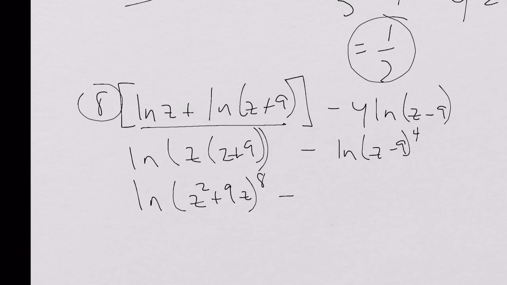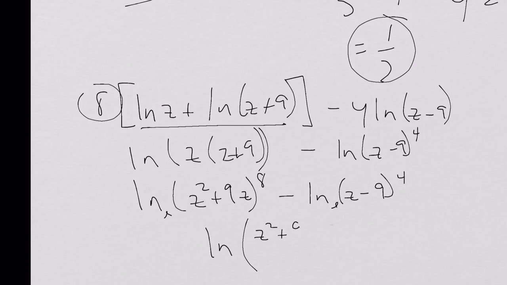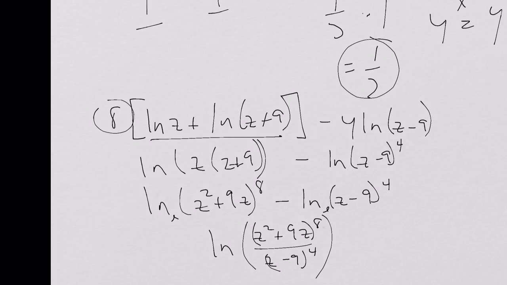And so I'm subtracting these two pieces. They have the same base. They're both natural logs. That's log base e, log base e. So I can combine them when it's with a subtraction and make it a division problem. So I have z squared plus 9z raised to the 8th, and on the bottom I have this raised to the 4th.